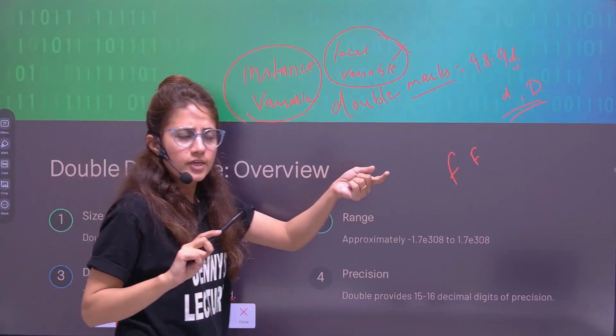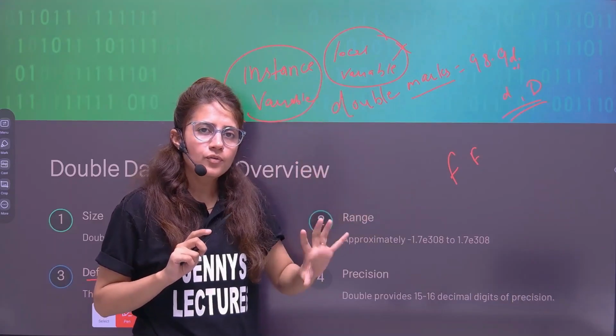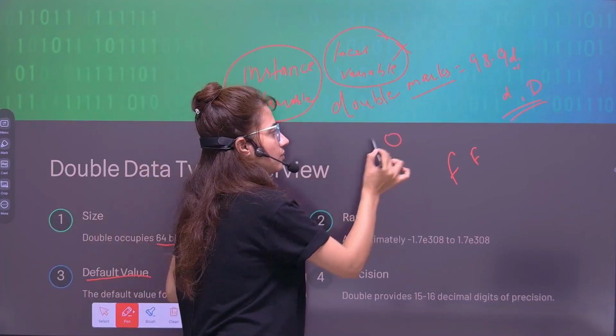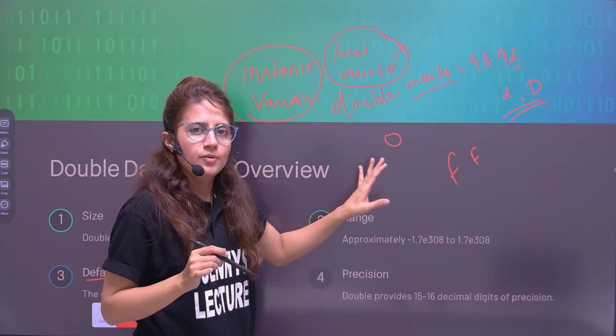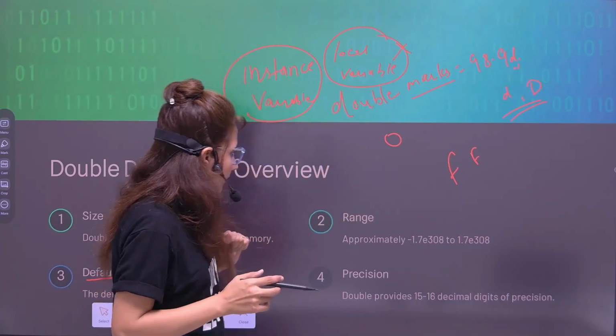In the previous case also, when we were discussing byte, short, int and long, the default value of all these four data types is 0, and that also will be for only instance variables, not for local variables, right?